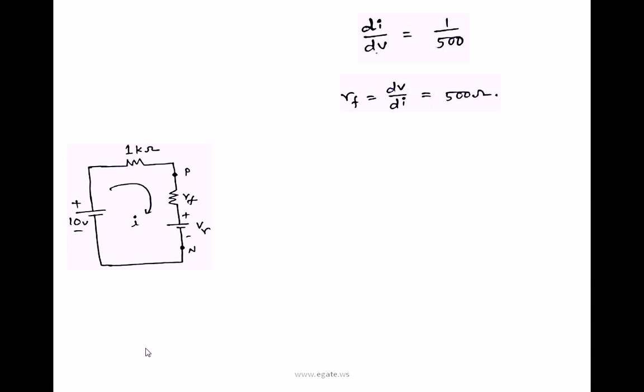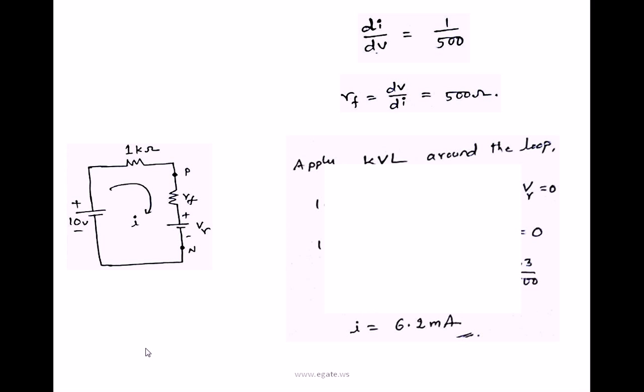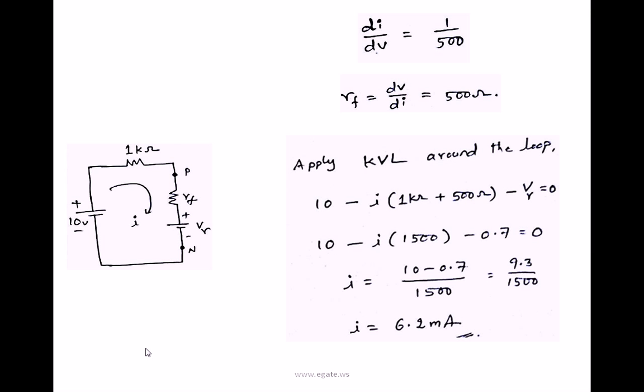Now for the circuit, we know all the parameters except I. So simply apply KVL around this loop to find the value of I. KVL is going to be like this: 10 volts minus the current flowing through the 1 kilo ohm, minus the current flowing through the forward resistance, minus V gamma. So 10 minus I times 1500 minus 0.7 equals 0, so I is equal to (10 minus 0.7) by (500 plus 1000), that is 1500. So finally I is 6.2 milliamperes.